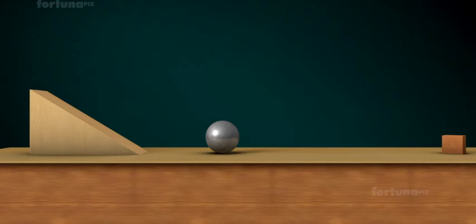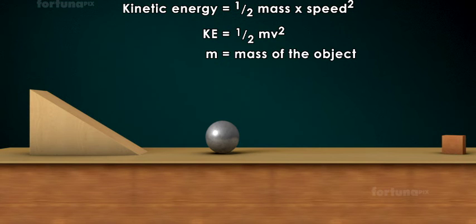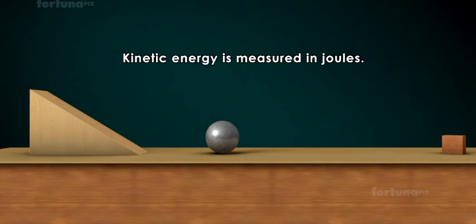If we apply an equation to what we've seen, we would say that kinetic energy is equal to half the mass multiplied by the square of the speed. This can also be written as kinetic energy is equal to half mv squared, where m is the mass of the object and v is the velocity. Kinetic energy is measured in joules.